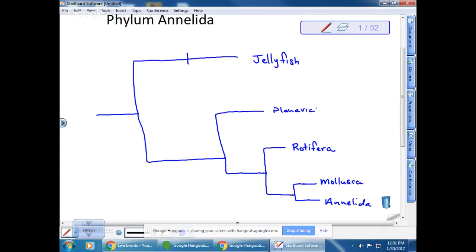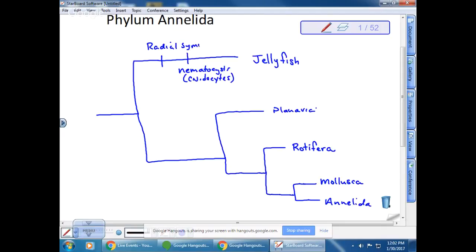Nematocysts, yep. So that is actually related to having cnidocytes. Cnidocytes, okay. What about their symmetry? What is the jellyfish versus the other ones? They are radial, right? So the jellyfish are radially symmetric, so they have radial symmetry.